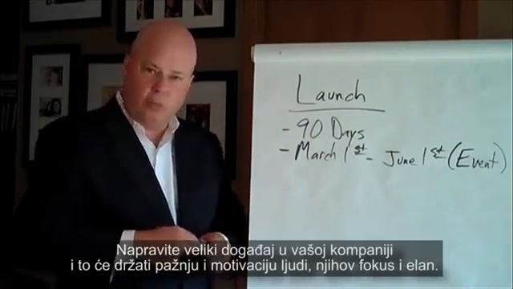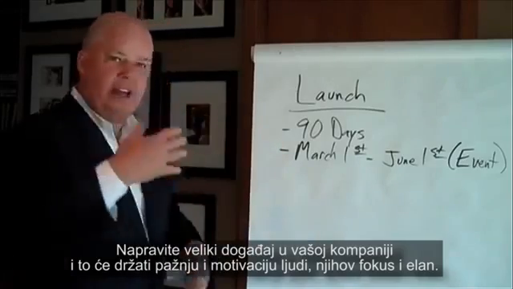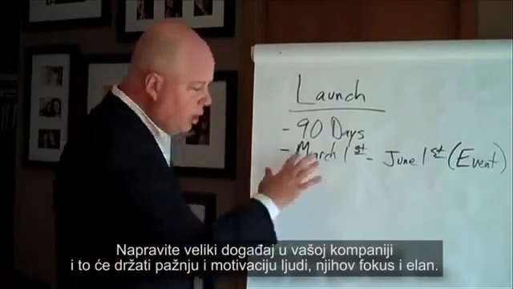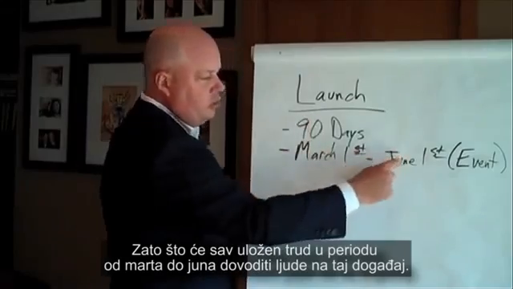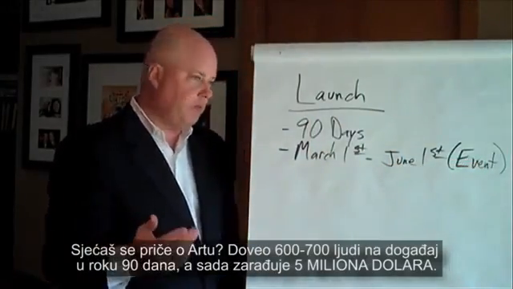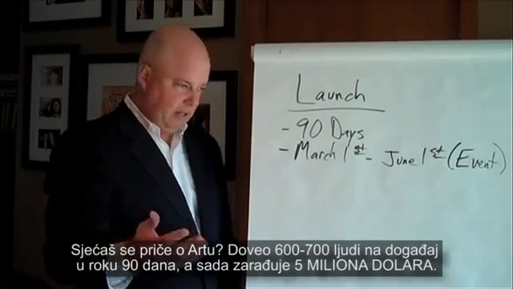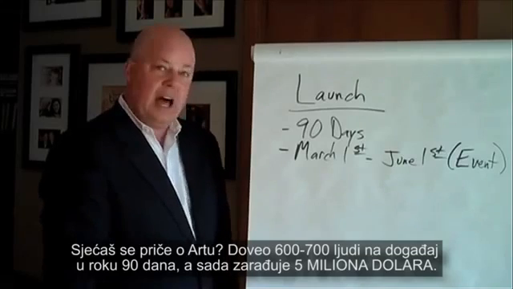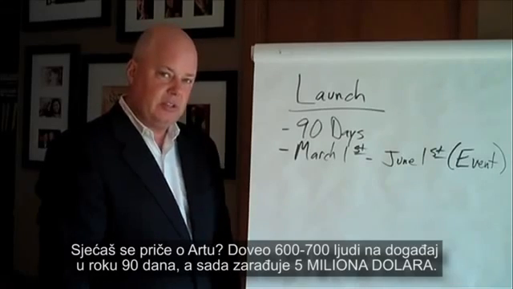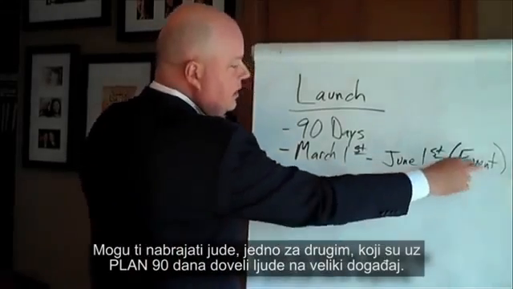You do a big event in your market, and it's the glue that keeps people excited and motivated and focused and working. Because all of the efforts from March 1st to June 1st are going to be putting people into that event. Remember I told you the story about Art that put 600 or 700 people into a room in 90 days? And today makes $5 million a year in commissions? I can tell you person after person after person have used the 90 days to lead to a big event.